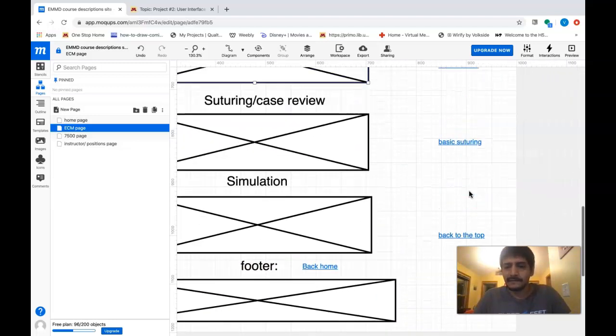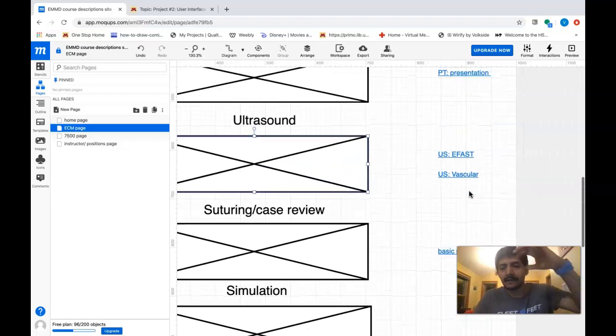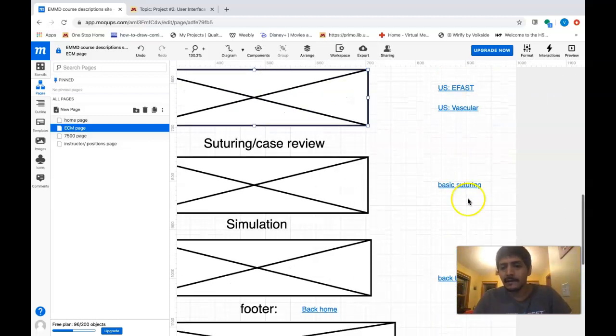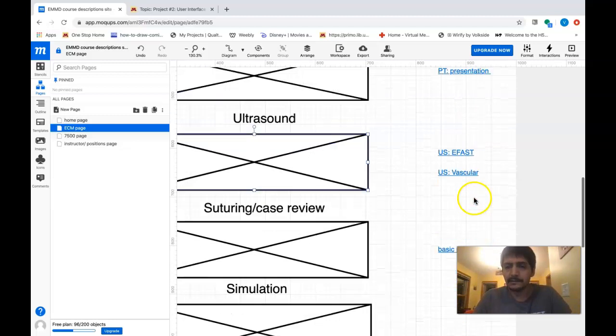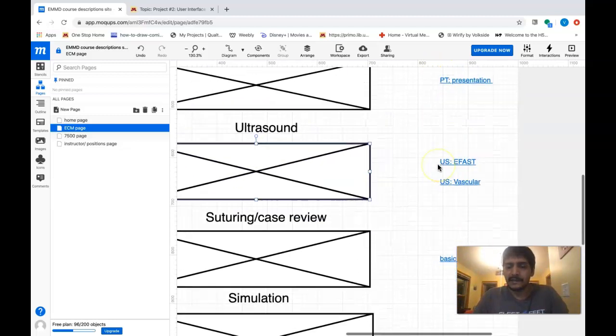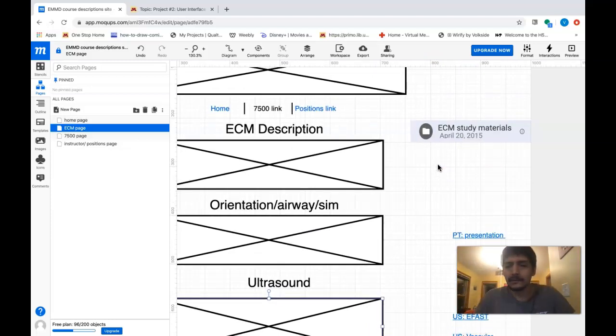I'm envisioning this will be a lot of text. I want to add some anchors and back to the top links here, so you can easily scroll back to the top as well. Another thing that I'll add here is the study materials for the ECM didactic sessions that the students will have. And this is just so that the instructor or sim jockey can look at that and know what is expected of them.